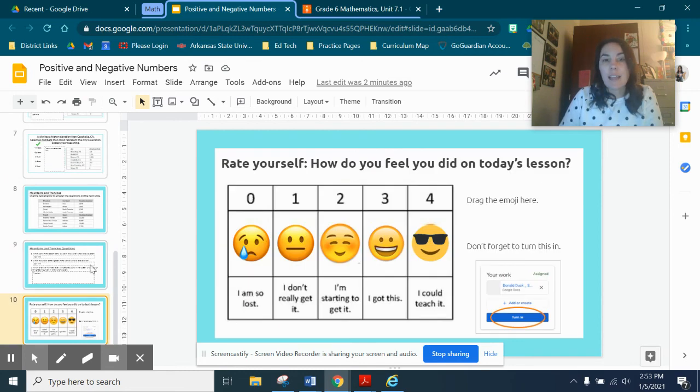And then the last slide you are going to do is rate yourself. How are you feeling? Are you lost? Are you struggling somewhat? Like you have a basic understanding, but you're struggling. Maybe you got the number line, but that's it. Are you starting to get it? Are you, you got this? Or you could teach it. So you just pick it up, move it, and drag it over here. Okay? Don't forget to hit the turn in button.